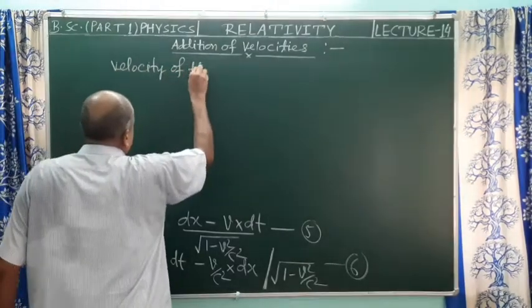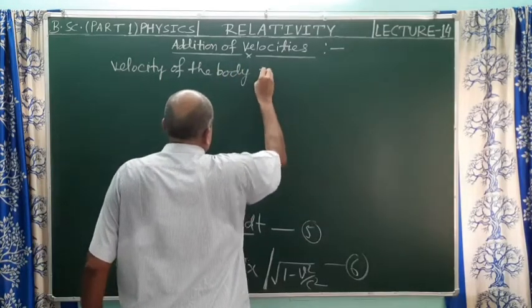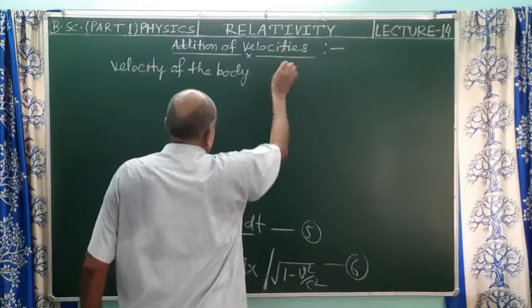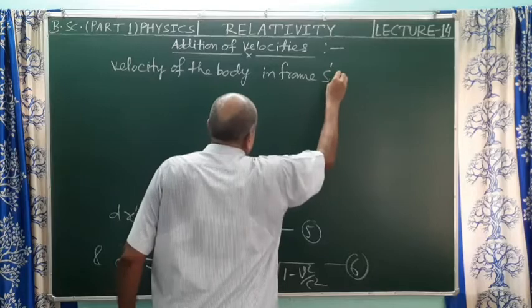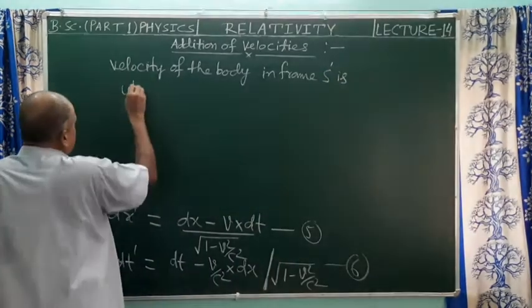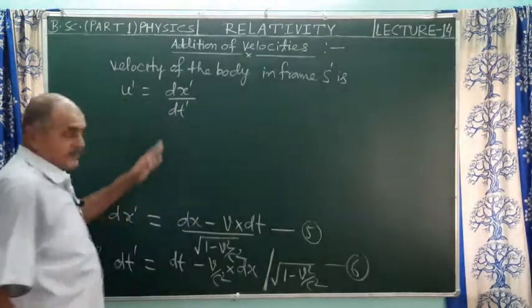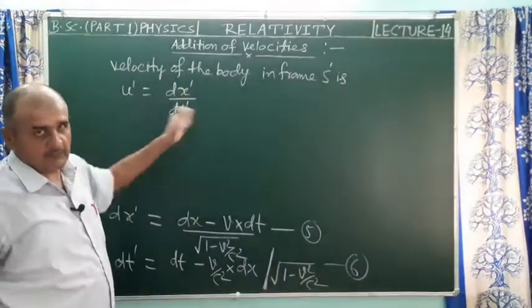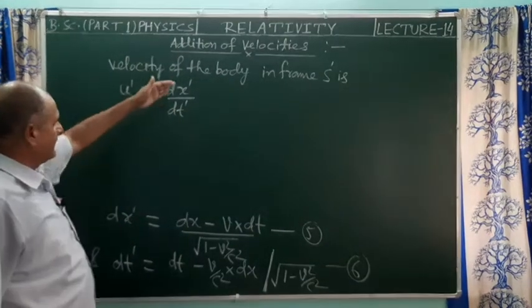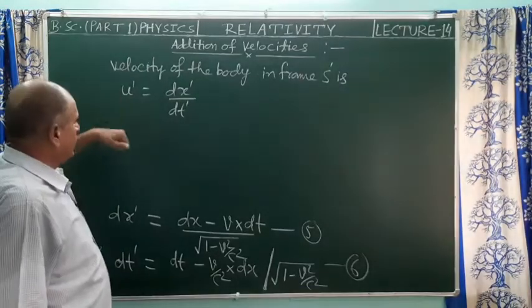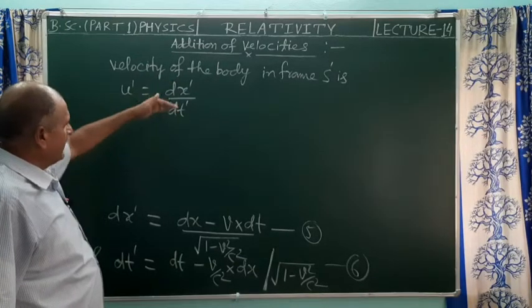Now the velocity of the body in frame S dash is u dash equals dx dash upon dt dash. Rate of change of displacement is called velocity, or rate of change of distance is called speed. The magnitude of velocity is a speed, u dash in frame S dash. So u dash is equal to dx dash upon dt dash.